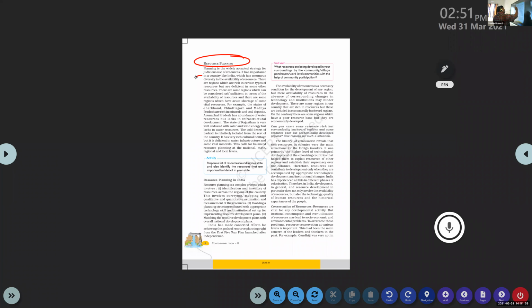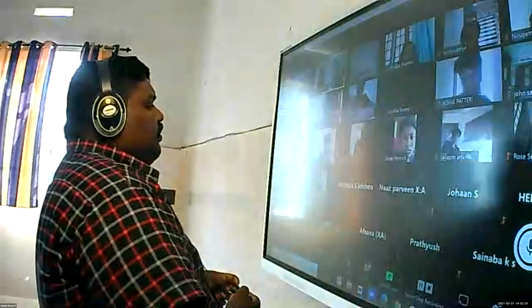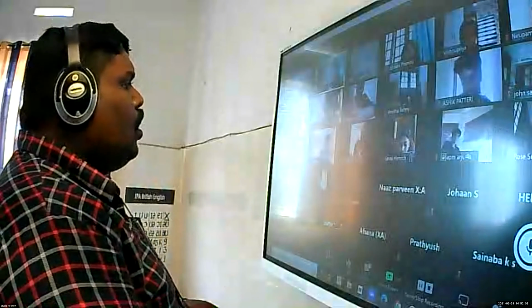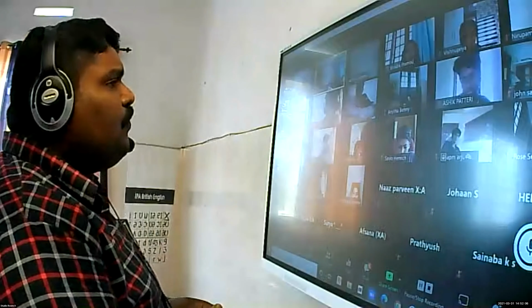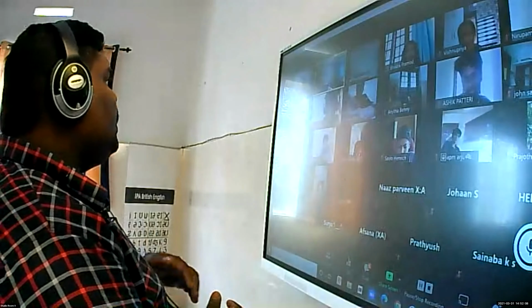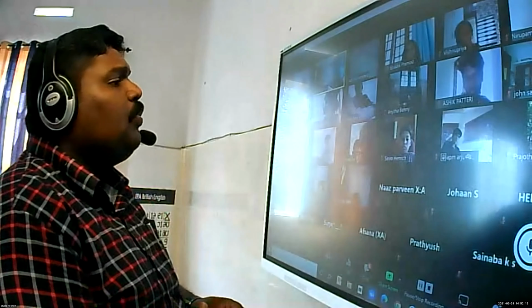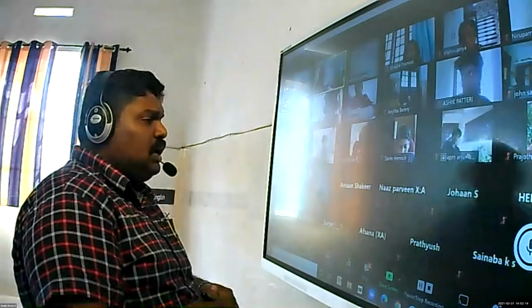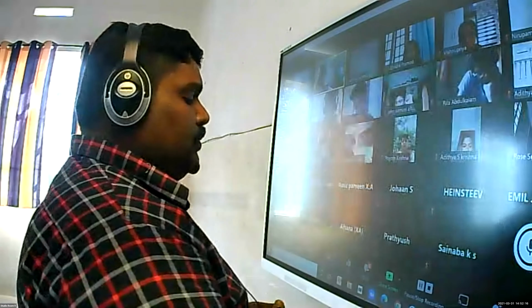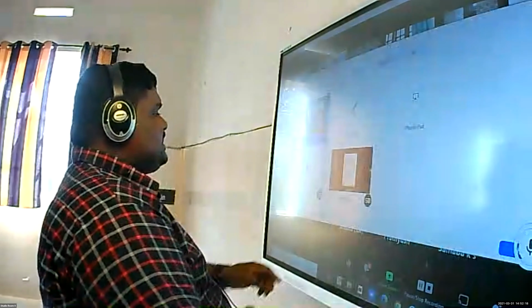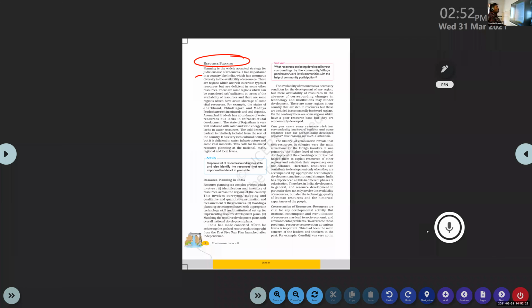So India, we know, is a country with a huge population, and everybody is in need of different types of resources. So it is very difficult for a country like India to allocate resources equally among the people. So resource planning is necessary. Resource planning is necessary for what we want to provide for different sections of the people.